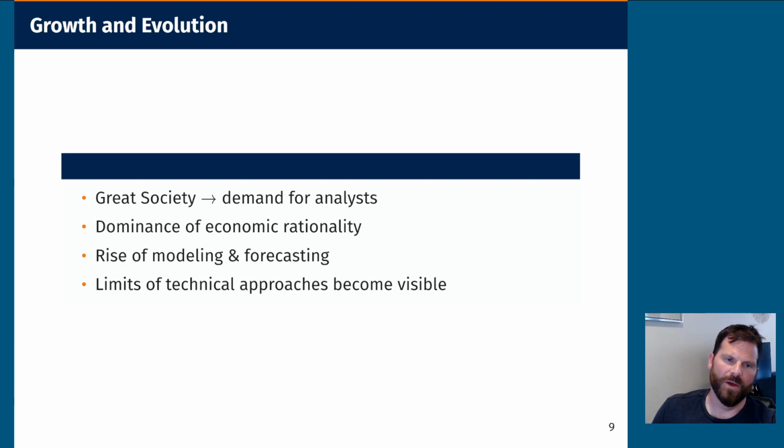We also know the limits of these technical approaches. The limits of perfectly efficient models to predict things aren't actually perfect when it comes to applying them practically to humans.